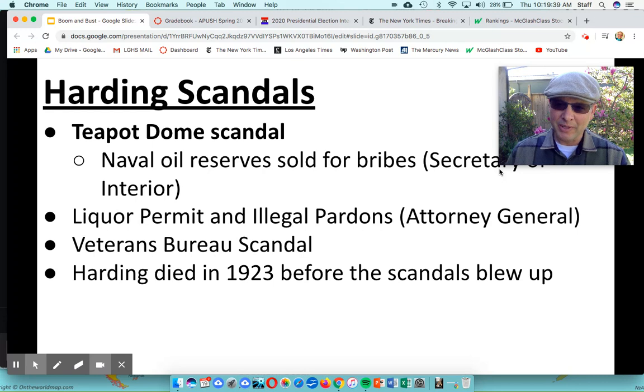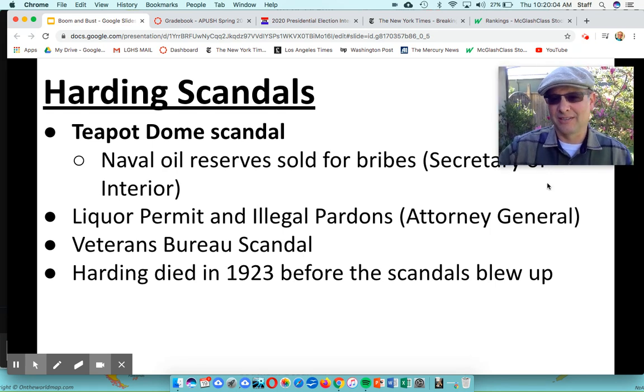The liquor permit scandal was the Attorney General giving out permits to make liquor. This is during Prohibition. The permit allowed you to make liquor for industrial use and military use, and he was selling permits. He also was granting pardons, the presidential power of the pardon. Here is the Attorney General basically saying to people who are in jail, if you pay me enough, I'll get the president to pardon you and get you out of jail.